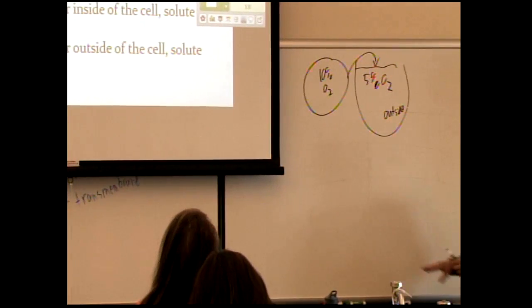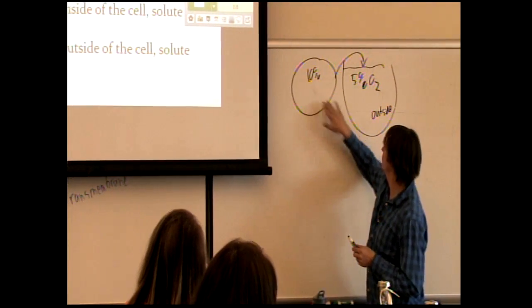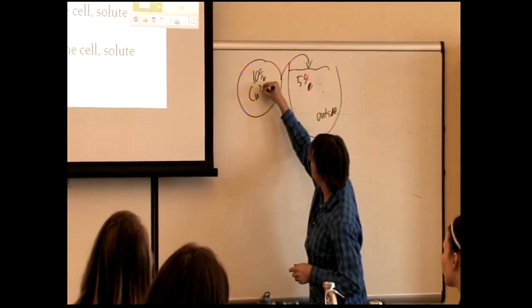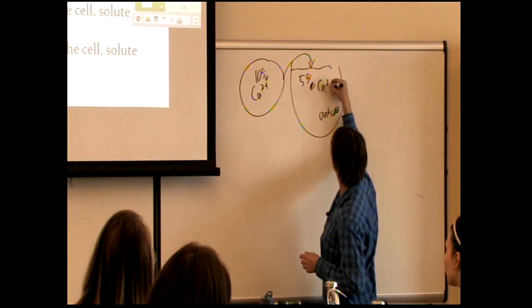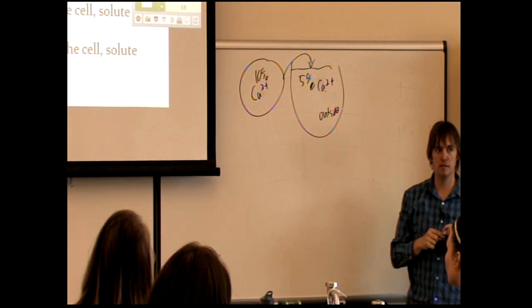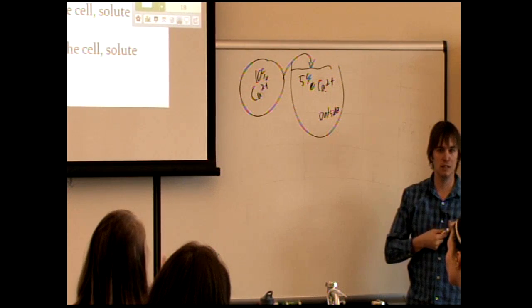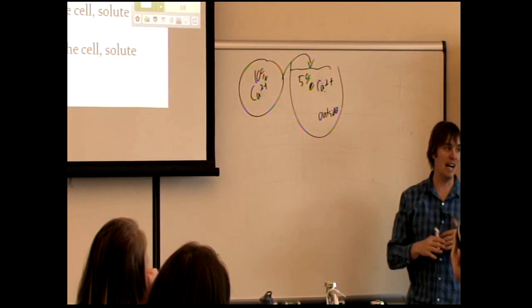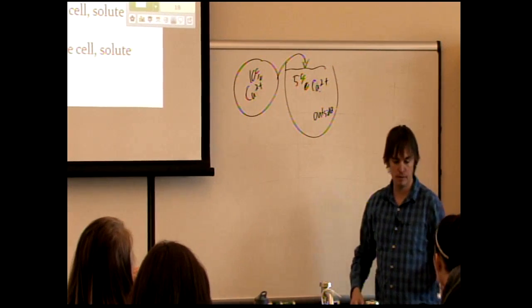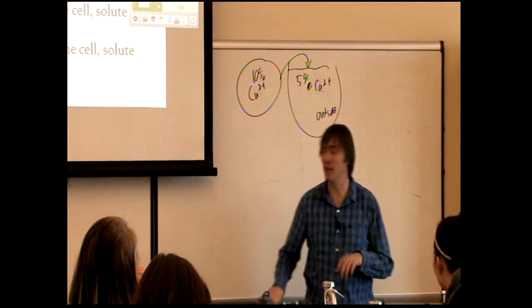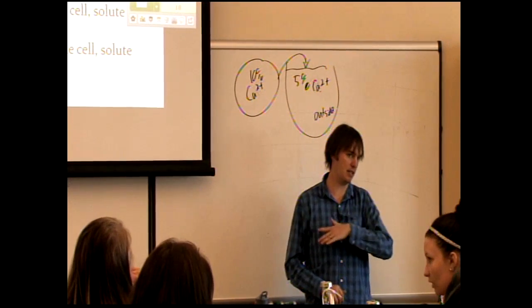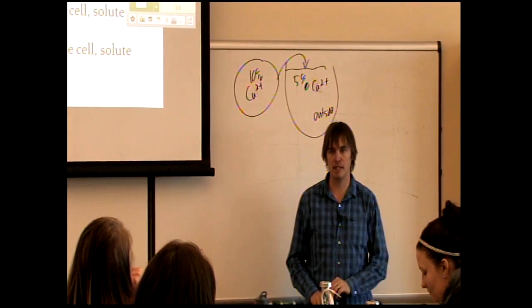What if I put, instead of oxygen, what if this was calcium ions? Which way are the calcium ions going to go? Well, they can't move. So the ions can't go through the cell membrane, so they're not going to move. So unless we're talking about water moving, you wouldn't say hypo, hyper. That's just a totally separate thing.